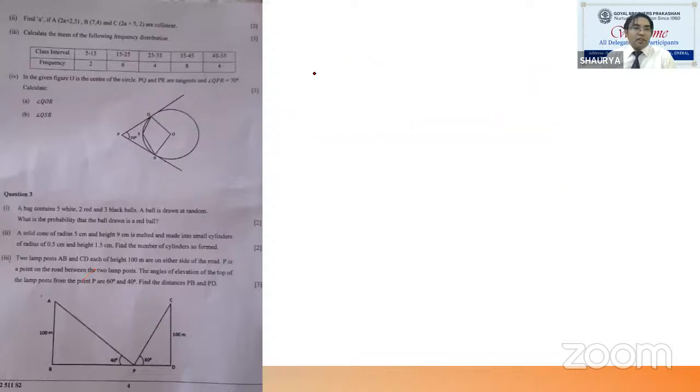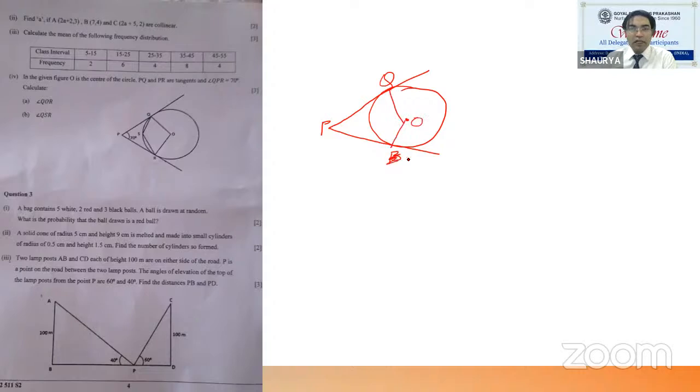Okay, so we can take the next question. That is the fourth part of question 2. In this figure, we have a circle with center O, and from an external point P, we have 2 tangents drawn. So it's P, it's Q, and the other point hits at point R. Let's join this point OQ and OR. Sorry, this is R. Now this angle has been given to us as 70 degree.